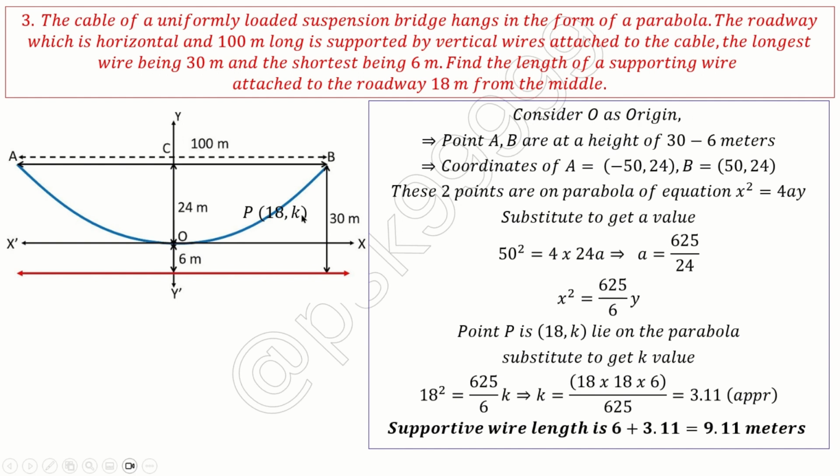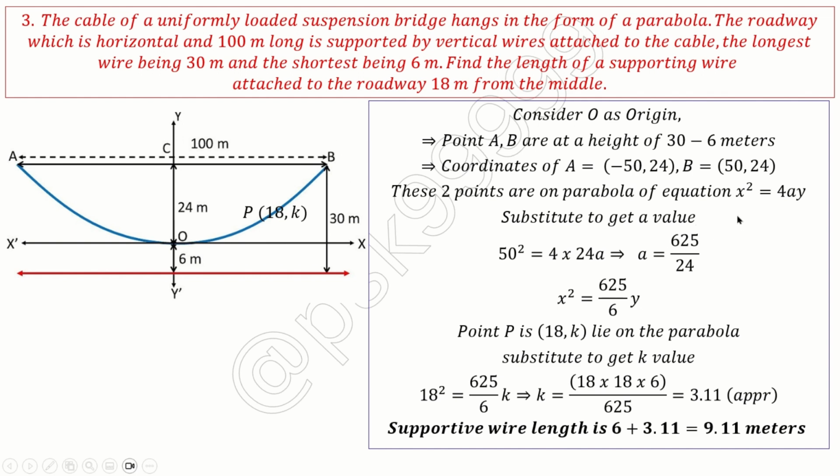So consider O as the origin again. If you call this the x-axis, then the parabola opens up, above the x-axis and symmetric about the y-axis. So the equation is x square equals 4ay. Now if I find one of the coordinates, I can easily substitute and get the value of a. I can get one of these very easily, because this is 100 meters, symmetric about the y-axis. The x coordinate is minus 50 and plus 50, and it is 24 meters above the origin. So A is minus 50 comma 24, and B is 50 comma 24.